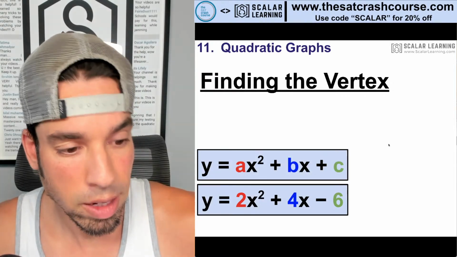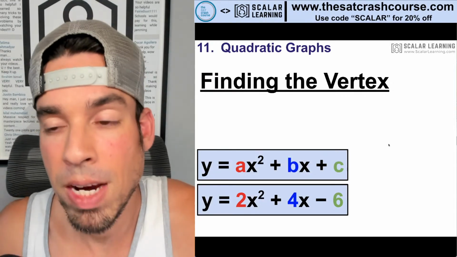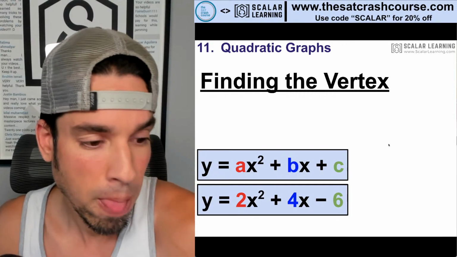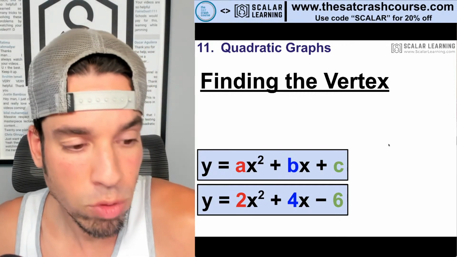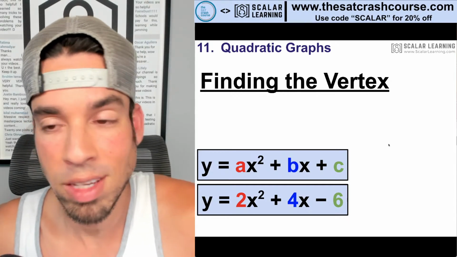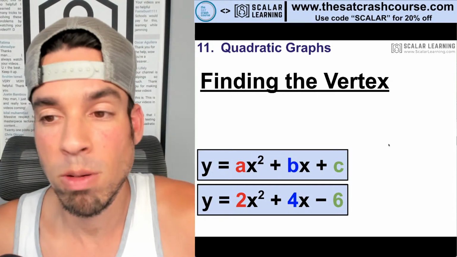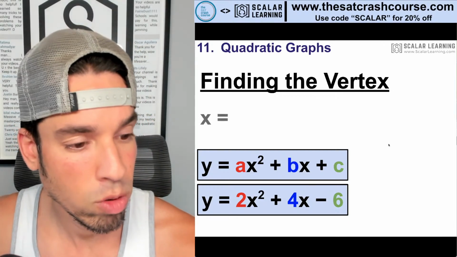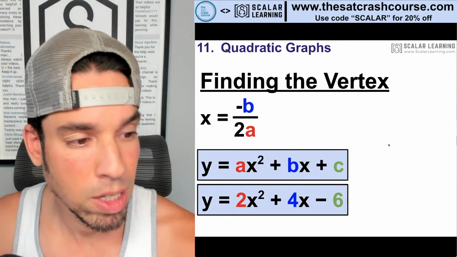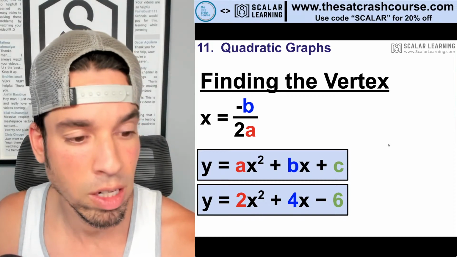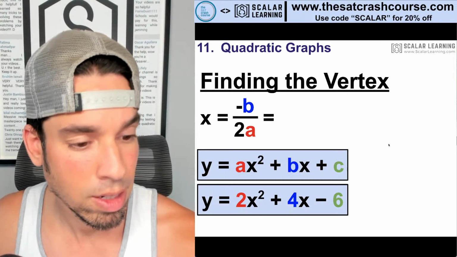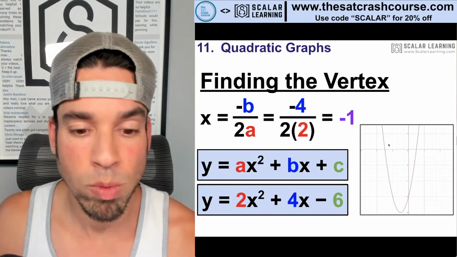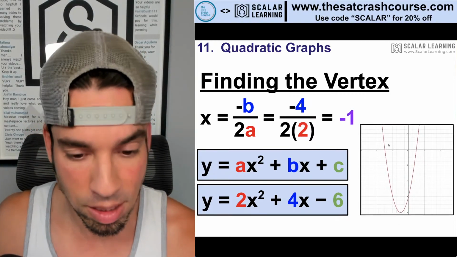Finding the vertex. Now, this is one of the most important formulas on this test. If you're in standard form and you need to find the x value of the vertex, yeah, you could put it into vertex form. You could complete the square and do all that stuff. It's not so fun. Instead, there's a nice little shortcut. x equals -b over 2a. That gives you the x value of the vertex. So in this case, it would be -4 over 2 times 2, which is -1. And so we now know that the x value of the vertex is -1.